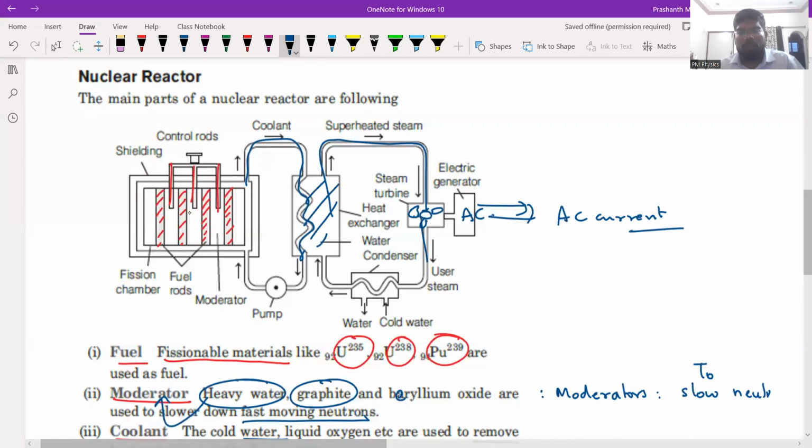After that, the steam is cooled down, and when you cool it down, it is sent back into this again. And again it gets heated up, and the cycle keeps on going.